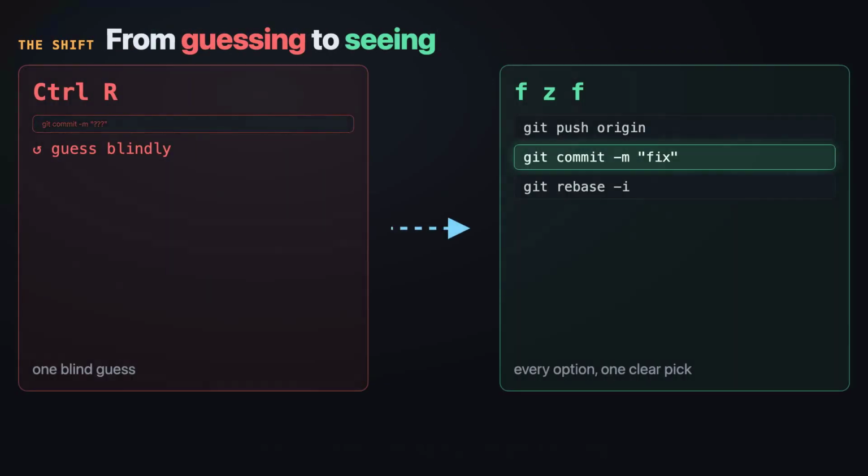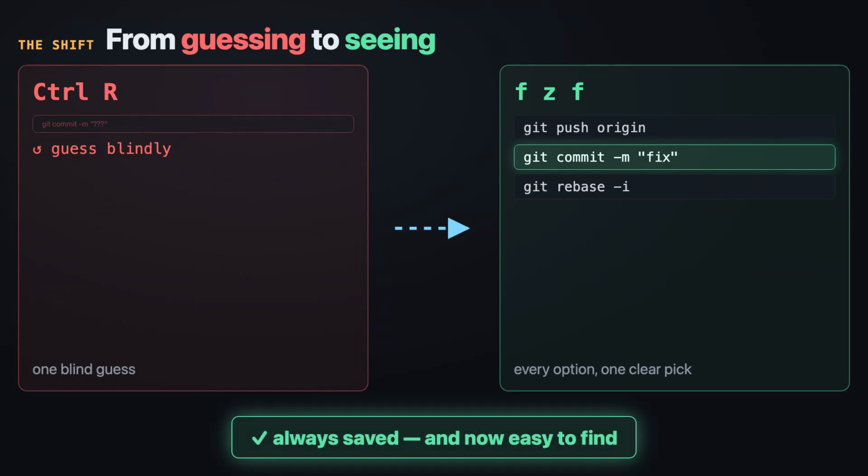That is the whole shift, from guessing blindly with Ctrl+R to seeing every option and picking the right one. Because in the terminal, the command you need is always saved, and now finding it again is finally the easy part.